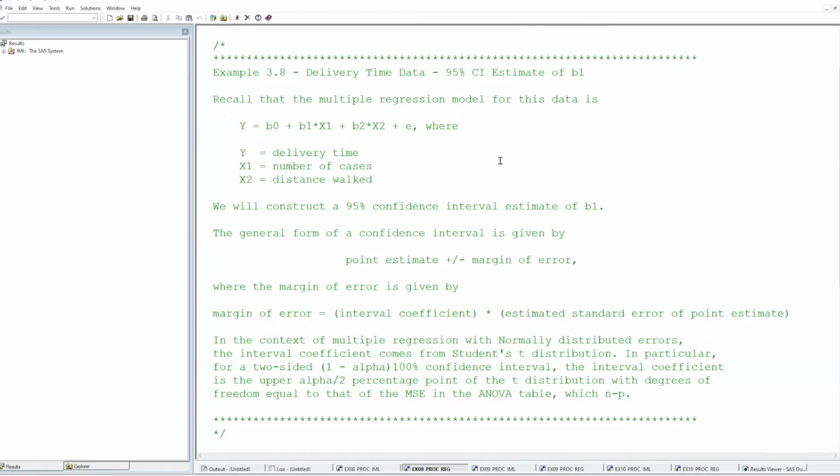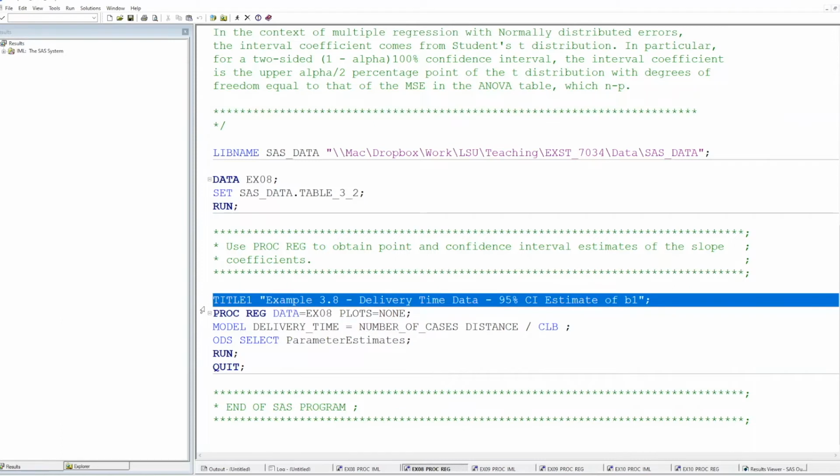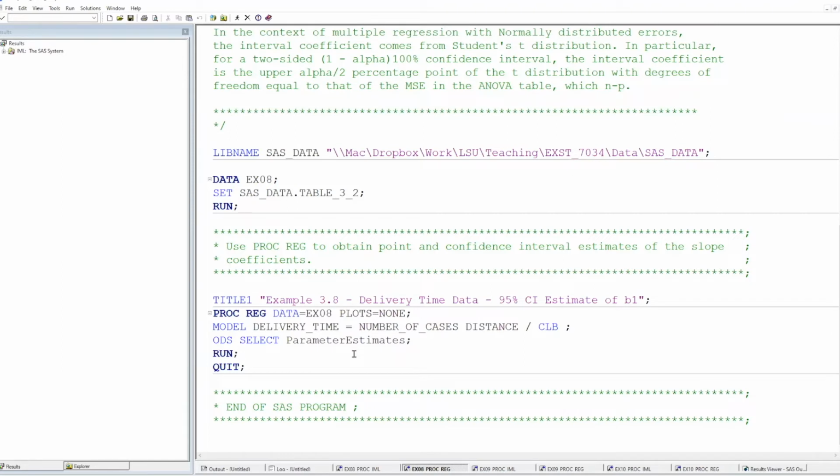Now let's look at PROC REG and how to do this in PROC REG. What we're going to see is that it takes much less work to get this done in PROC REG than it does in PROC IML, which is expected. Here we're going to use PROC REG to obtain point and confidence interval estimates of the slope coefficients. We're going to invoke PROC REG, and so I can focus on the appropriate part of the output, I'm going to suppress all plots and print out only the parameter estimates table.